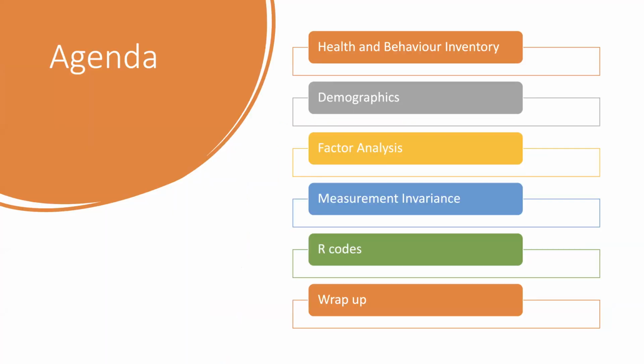Today we'll first talk about the health and behavior inventory, which is the survey that the factor analysis and measurement invariance is based on. I will describe a little bit about the demographics of the data that I've used. And then we'll go through what factor analysis and measurement invariance are. And then I will show some R code. Unfortunately, we cannot run this code together because it will take hours to get output, and obviously we don't have the raw data. And then we'll just wrap up after that.